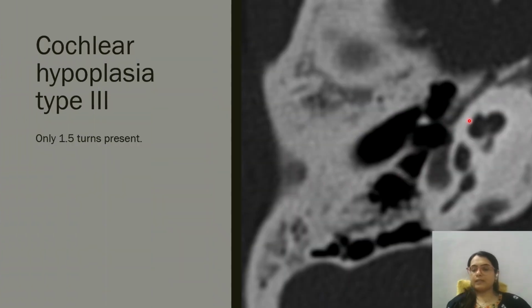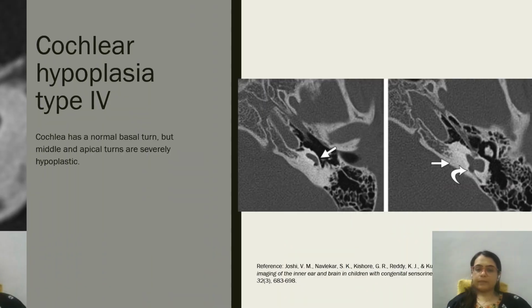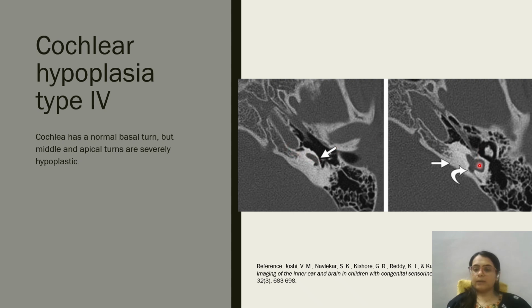Type 3, less than 2 turns. This patient also presented to our hospital with SNHL. He had 1.5 turns present. Cochlear hypoplasia type 4. Here, patient has a normal basal turn, but the middle and the apical turn are severely hypoplastic.